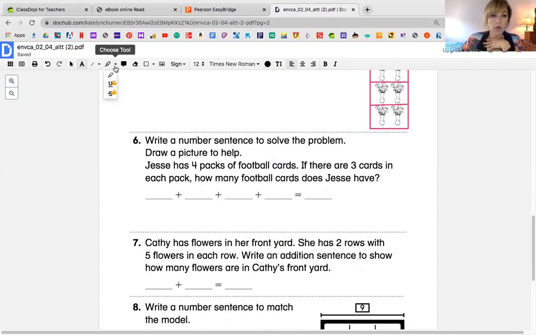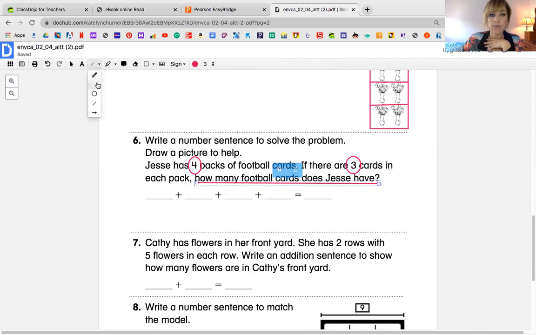So let's start with first reading the question, circling my numbers and underlining my question. Write a number sentence to solve the problem, draw a picture to help. Jesse has 4 packs of football cards. If there are 3 cards in each pack, how many football cards does Jesse have?